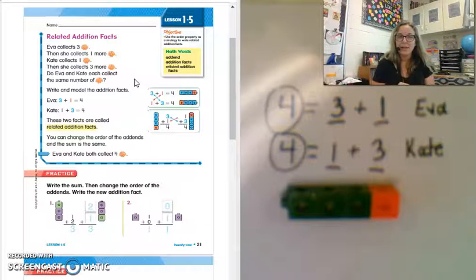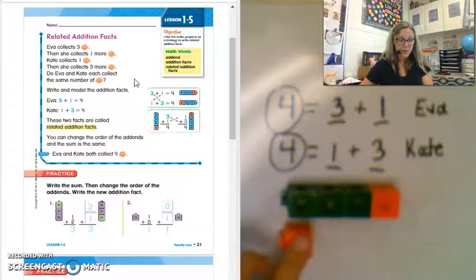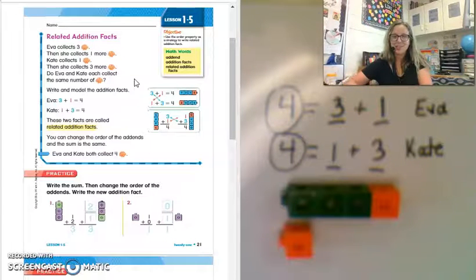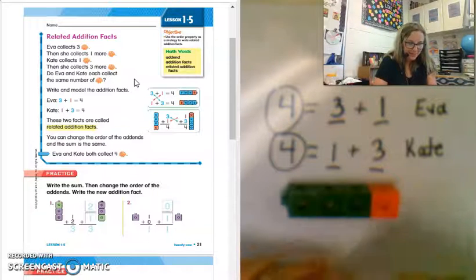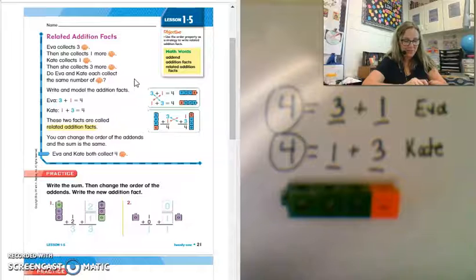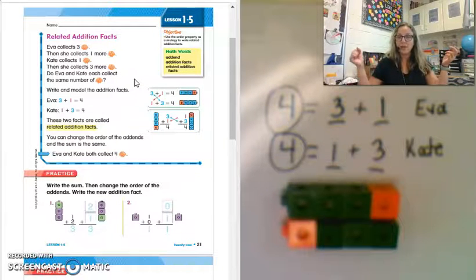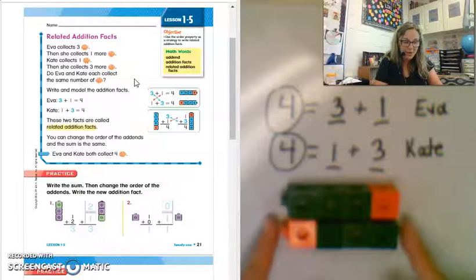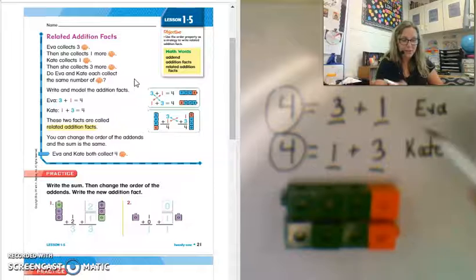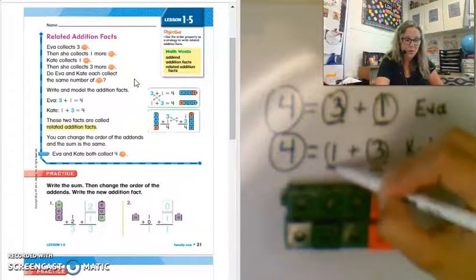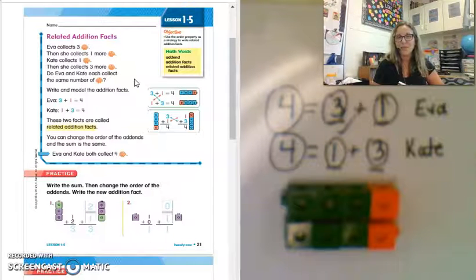If I wanted to model what Kate found, I would say first Kate found 1, then she found 3. Now when you look at these, I'm trying to push them together, there we go. They both have 1 orange and 3 green, or 3 green and 1 orange. It doesn't matter the order that we put them in. It's still the same amount. Each of them has a 3, each of them has a 1, and they all add up to 4, so that is a related addition fact.